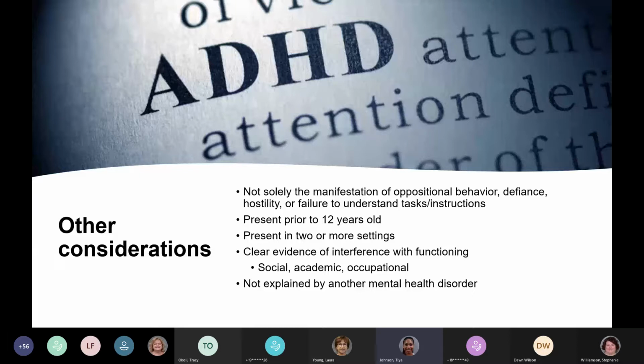And then these symptoms need to occur in 2 or more settings. Sometimes people will come in and say, well, they're only like this at home, or they're only like this at school. For ADHD to be properly diagnosed, it needs to happen in more than one setting. And there needs to be clear evidence that these symptoms interfere with their functioning on a social, academic, or occupational level, and they are not explained by any other mental health disorder.